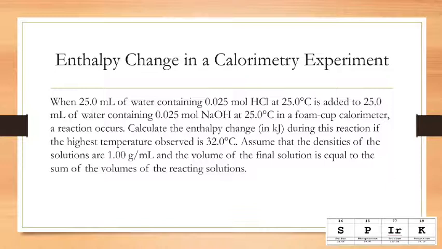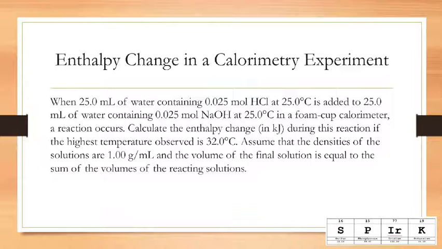When 25 milliliters of water containing 0.025 moles of HCl at 25 degrees Celsius is added to 25 milliliters of water containing 0.025 moles of NaOH at 25 degrees Celsius in a foam cup calorimeter, a reaction is going to occur. Calculate the enthalpy change in kilojoules during this reaction if the highest temperature observed is 32 degrees Celsius. Assume that the densities of the solutions are 1.00 grams per milliliter, and the volume of the final solution is equal to the sum of the volumes of the reacting solutions. So this is the problem that we're going to work through.